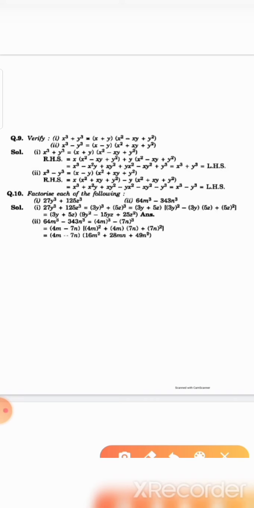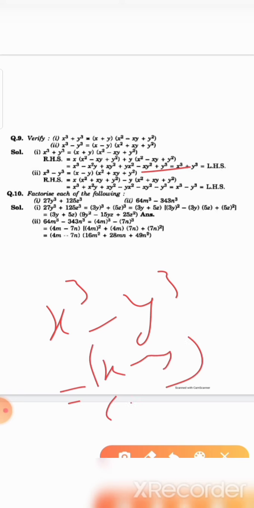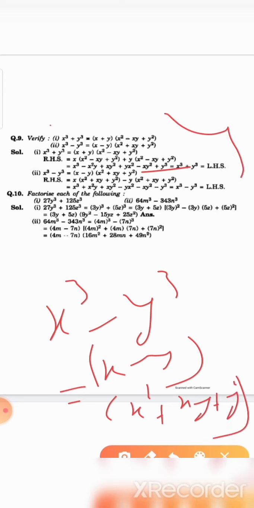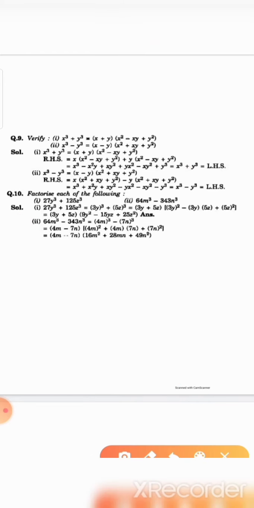Hence we prove that the value of x cube minus y cube is given by the multiplication of the two brackets (x minus y) and (x square plus xy plus y square). It is also known as the identity which we verified. So we use this identity in our question number 10 to solve. So we start to solve our question number 10.